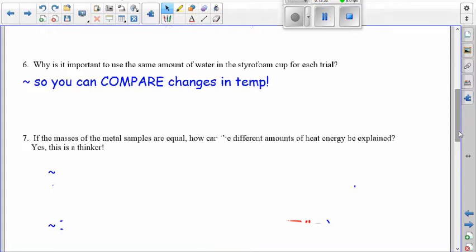Why is it that lead threw out the least amount of heat energy and aluminum threw out the most? Yeah, you want to give it a shot? Lead's an insulator and aluminum's a conductor. Okay, so sort of the other side of that same coin. So I like the thinking, that's not quite it.